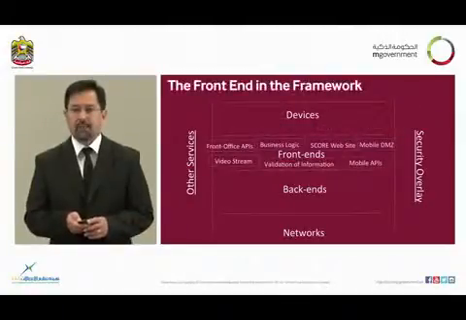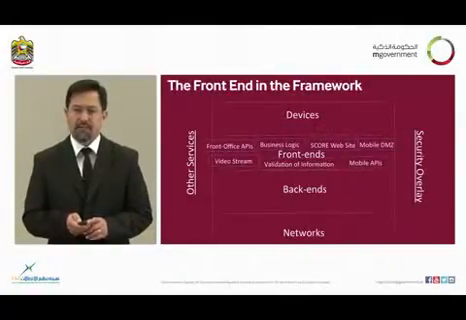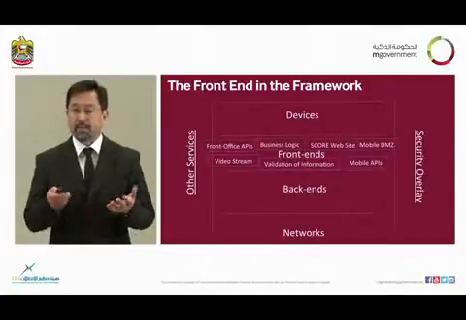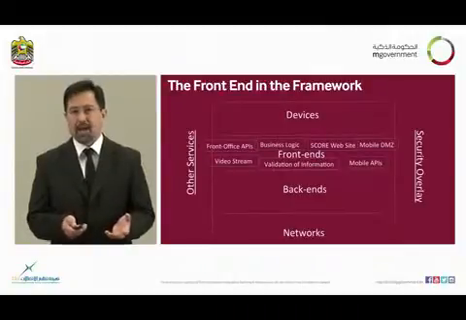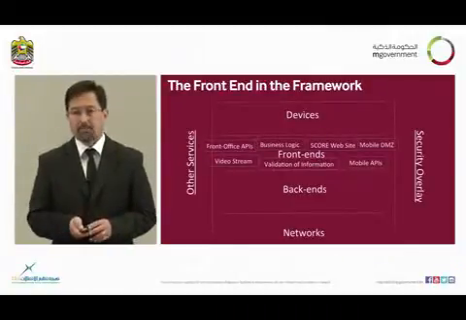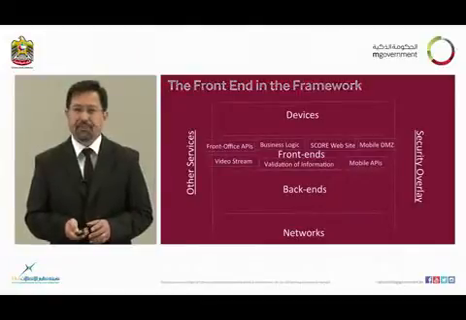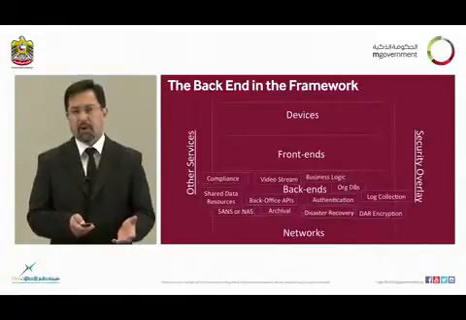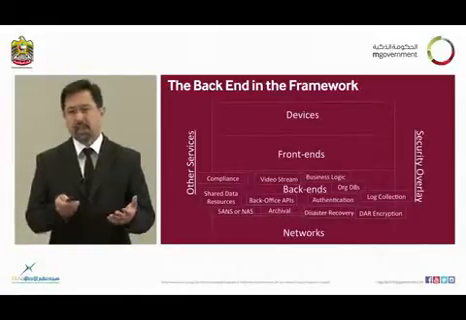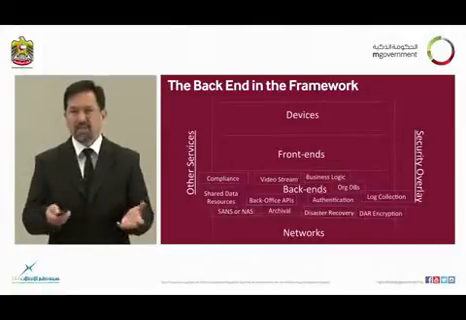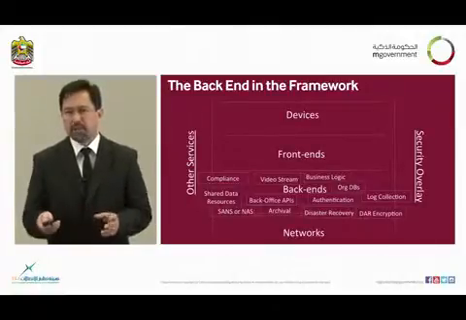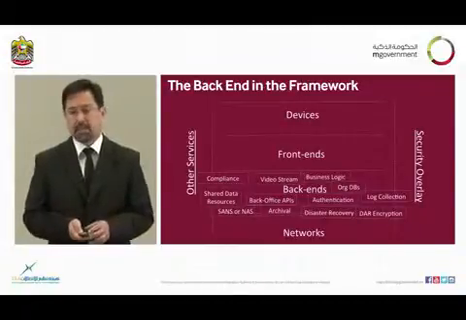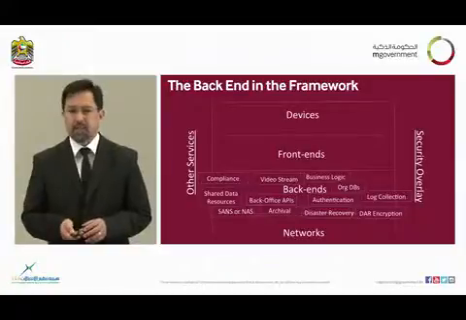On the front ends, we have the business logic. Once again, we have the validation of information to ensure that our web servers are getting the correct information. We have mobile APIs, the mobile DMZ, the SCORE website, an important part of our scenario. On the back ends, we have our storage area networks, our network-attached storage. We have archival, disaster recovery, log collection, all the things that we've been talking about. We have organizational databases, more business logic. We have shared data resources, compliance is another example, and even disaster recovery.